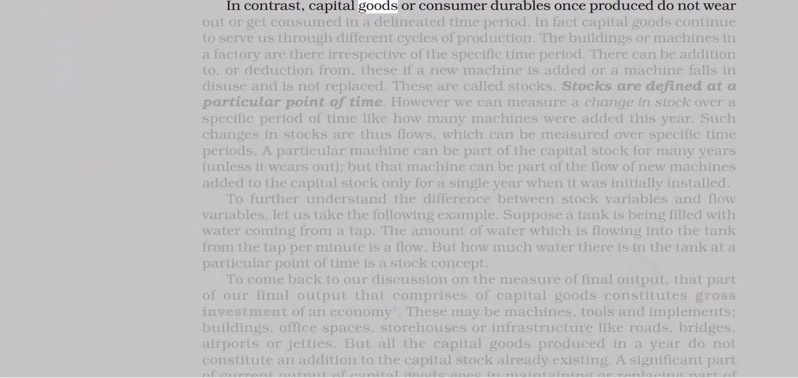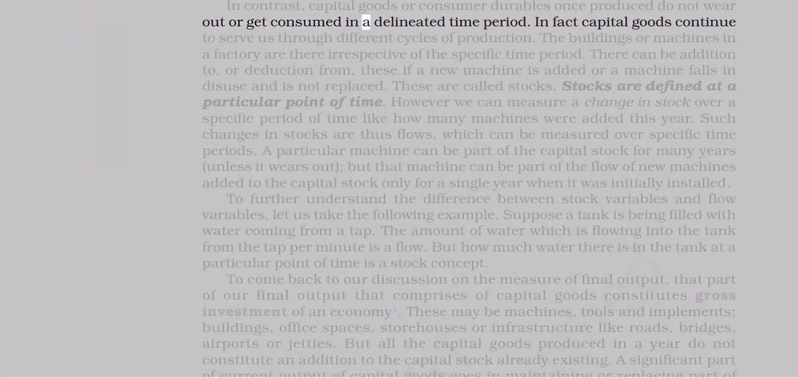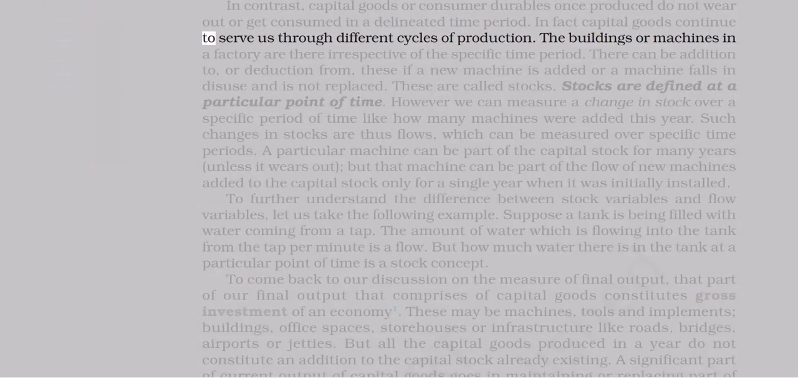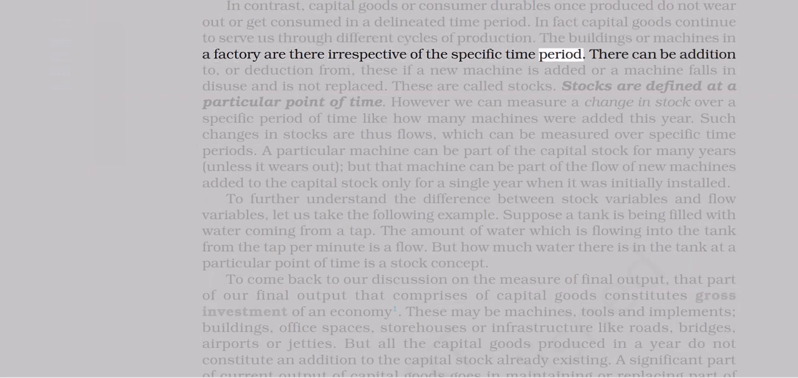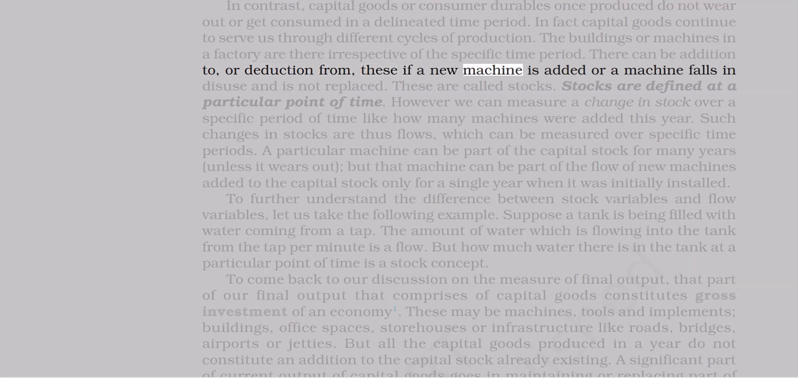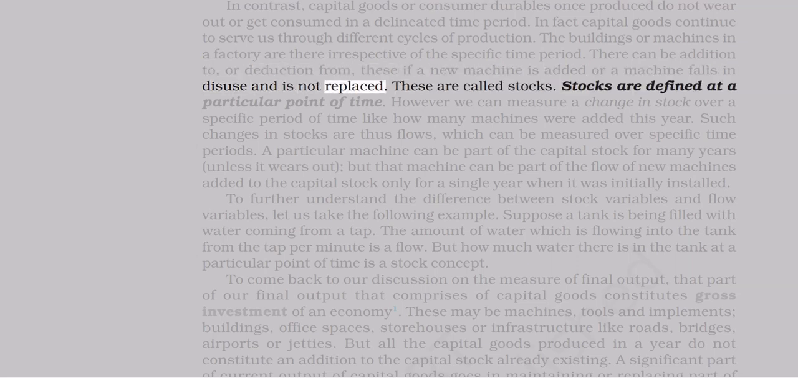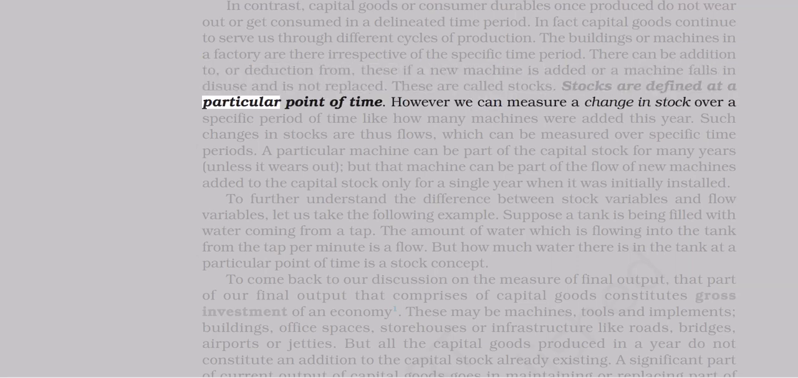In contrast, capital goods or consumer durables once produced do not wear out or get consumed in a delineated time period. In fact, capital goods continue to serve us through different cycles of production. The buildings or machines in a factory are there irrespective of the specific time period. There can be addition to, or deduction from, these if a new machine is added or a machine falls in disuse and is not replaced. These are called stocks. Stocks are defined at a particular point of time.